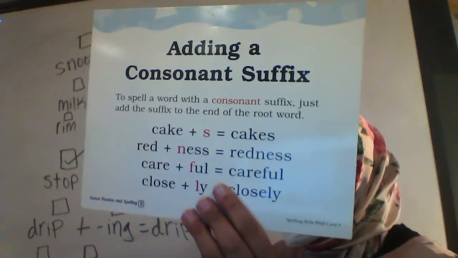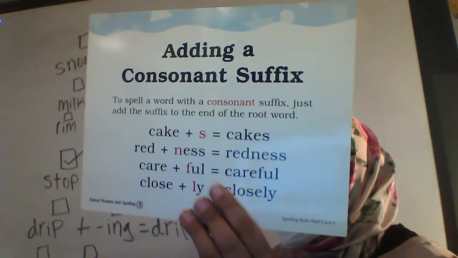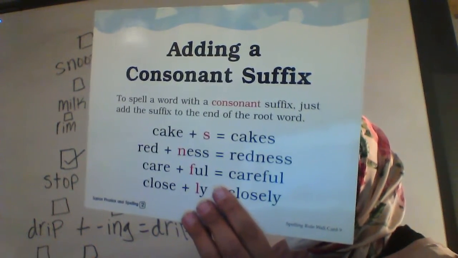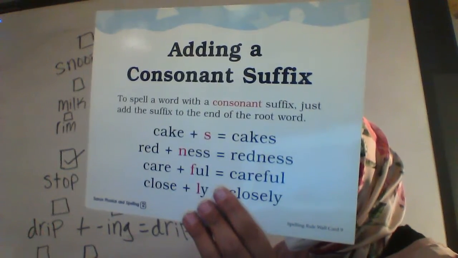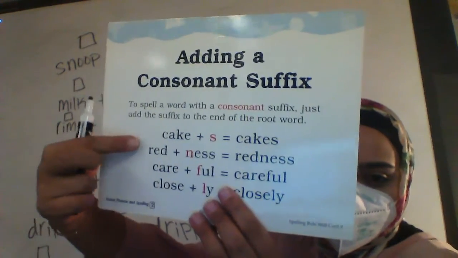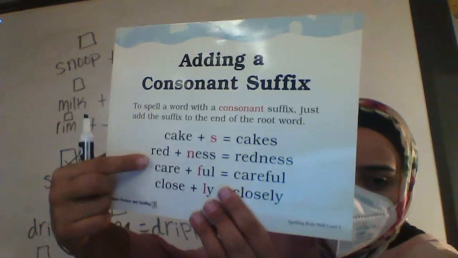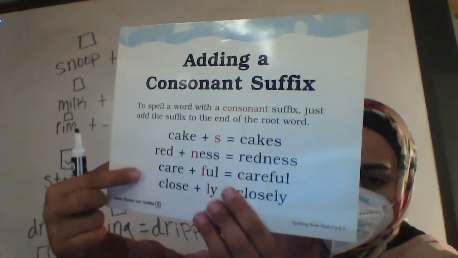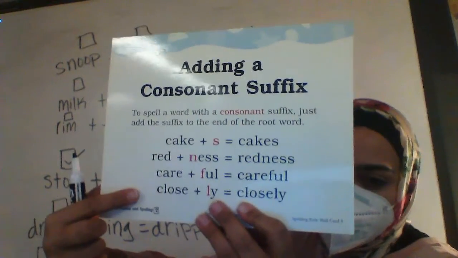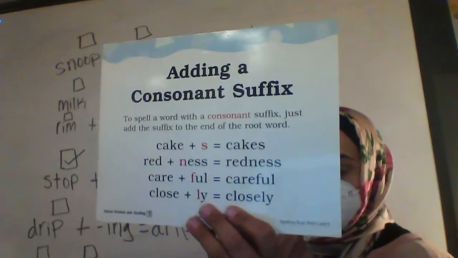This rule says that when a consonant suffix is added to a word, you just put the word and the suffix together. That is, you don't have to double the final consonant. So in cakes, we don't double the E. And red, we don't double the D. In careful, we don't double the E. And closely, we don't double the E. All we do is simply add the suffix.